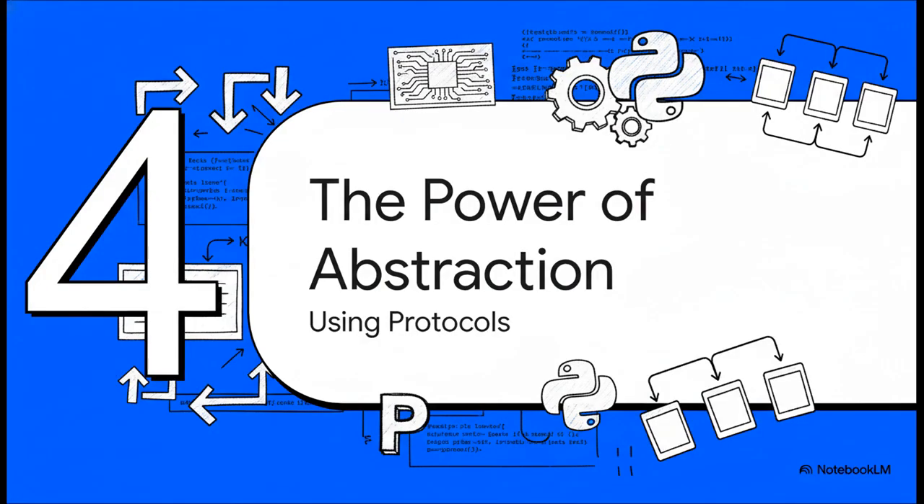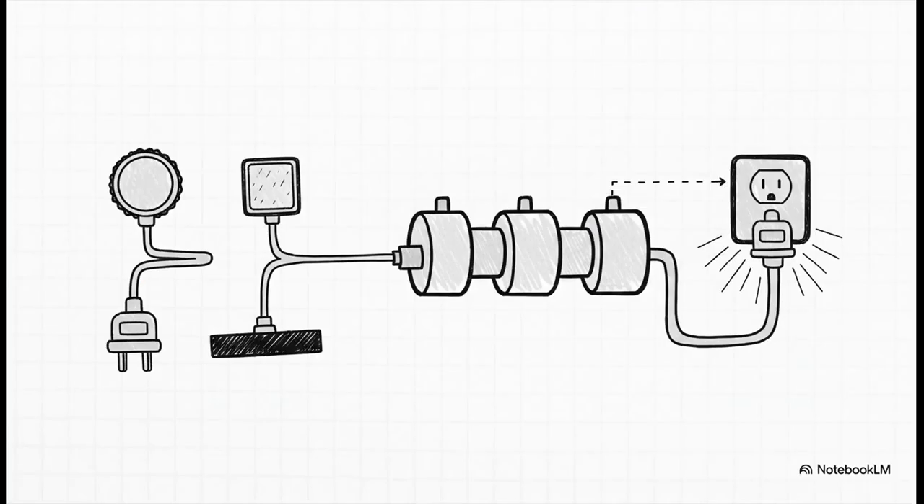Okay, this is already way more flexible. But we can take it even further. We can make it even more powerful by adding a layer of abstraction. And in Python, we can do that with something called protocols. The power outlet analogy is perfect for this, right?